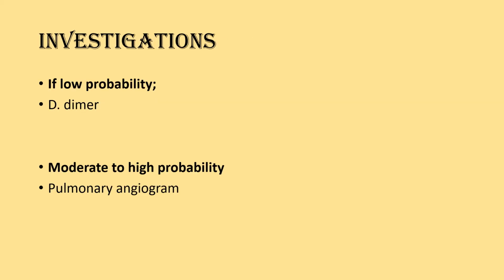Now, as we have assessed the PERC score and the Wells criteria, we can decide for the investigations. If the PERC score was 0, we don't need to go for any investigations. But if the Wells criteria was low probability, we'll go for the D-dimer. If there is the moderate or high probability, we'll go for the pulmonary angiogram.